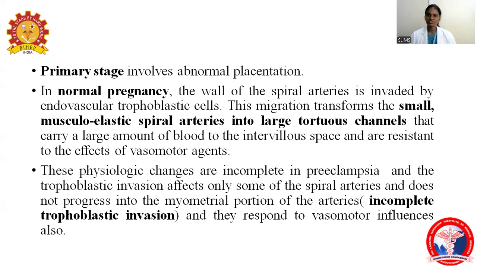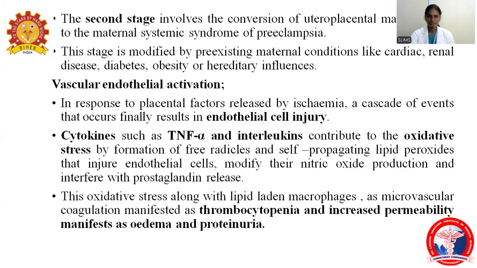In normal pregnancy, the walls of spiral arteries are invaded by endovascular trophoblastic cells. And this migration transforms these small musculo-elastic spiral arteries into large channels that carry a large amount of blood into the intervillous space and are resistant to the effects of vasopressor agents. So these vascular changes are incomplete in preeclampsia, and the trophoblastic invasion affects only some of the spiral arteries and does not progress into the myometrial portion of the arteries. It is incomplete trophoblastic invasion, and they respond to vasomotor influences as well.